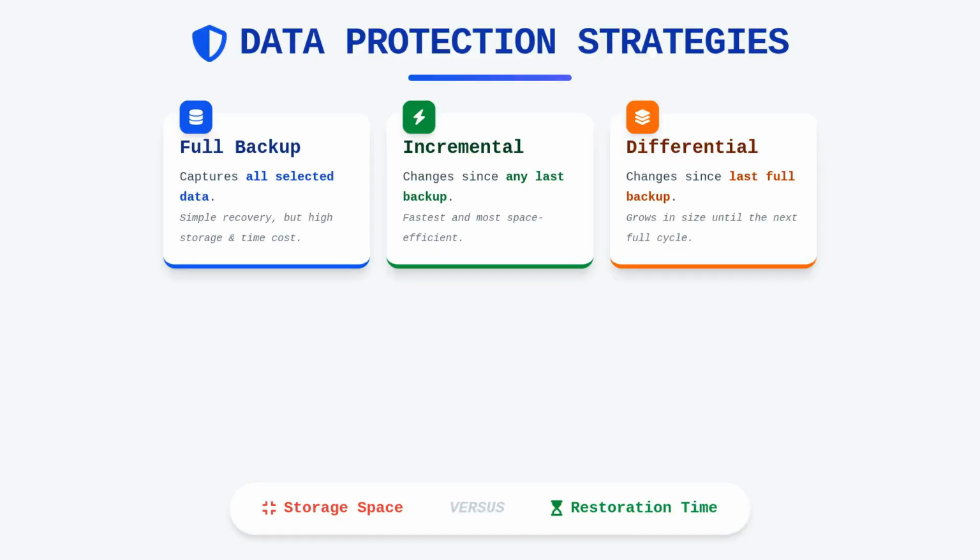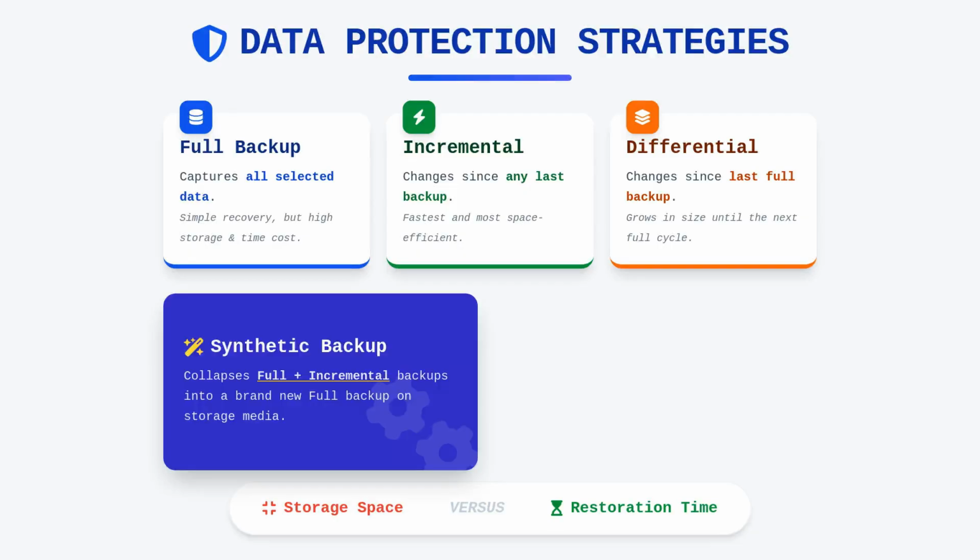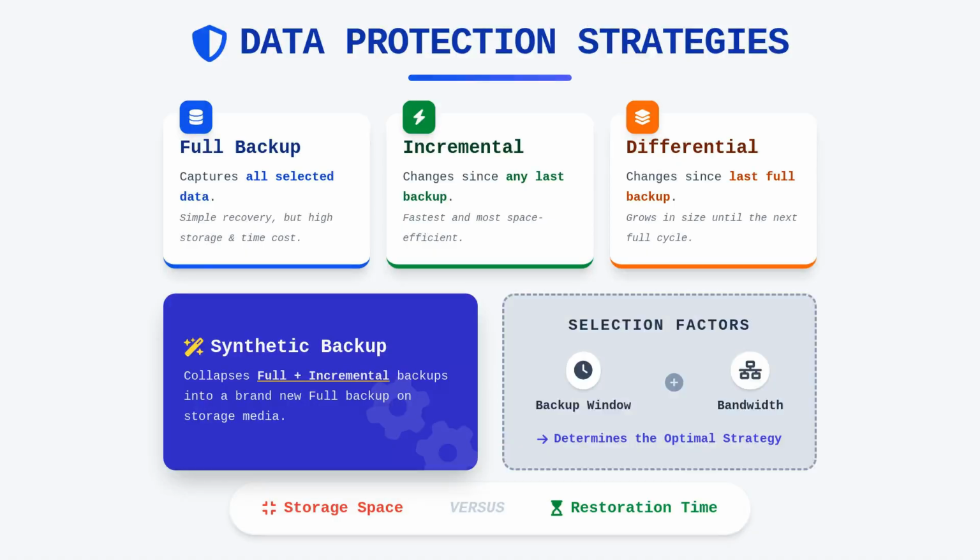Differential backups, conversely, capture everything that has changed since the last full backup, meaning each differential set grows larger over time until the next full backup occurs. Synthetic backups are an optimization where the system takes a full backup combined with subsequent incremental backups and collapses them into a new full backup on the storage media. Choosing between these depends on your backup window and the available bandwidth for moving data.